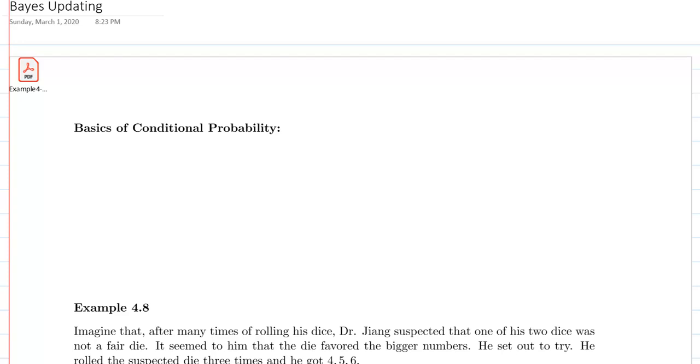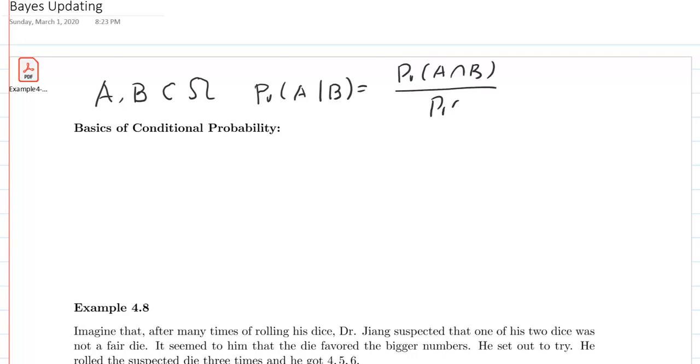Okay, so it has to do with conditional probability. So let me first review a little bit about conditional probability. So imagine we have two events, A and B. Okay, and we say they are events, so they belong to a certain probability space. And the probability that, given B, what is the probability of A, is the probability of A and B divided by the probability of B. So this is the definition of the conditional probability.